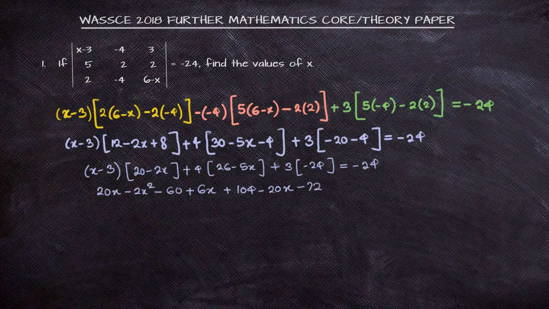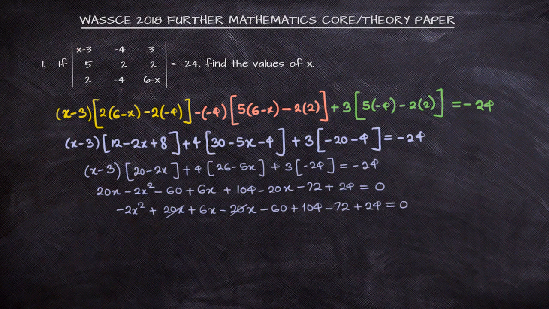Is equal to, now for this minus 24, let's bring it to the left hand side so that we have plus 24 is equal to 0. So here we can bring out each power of x, let's write them out. We have minus 2x squared, and then for the x we have 20x plus 6x minus 20x. Interestingly, the 20x knock each other out. So for the constant, we have minus 60 plus 104 minus 72 plus 24 is equal to 0.